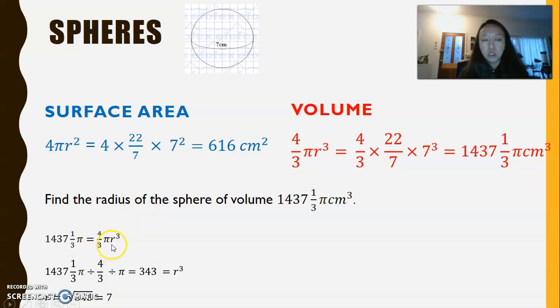In order to solve this, we have to slowly move 4/3 and pi across the equal sign. Considering all of these have a relationship of times, if you move across the equal sign, you have to divide by 4/3 and by pi. If I put this into the calculator, the answer is 343 equals my radius cubed. In order to get my radius, I have to cube root 343 and I get 7. So this will be the answer for my radius.